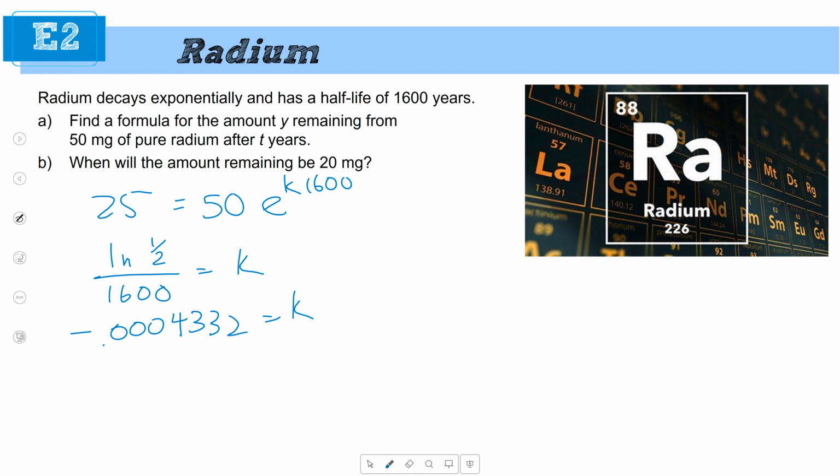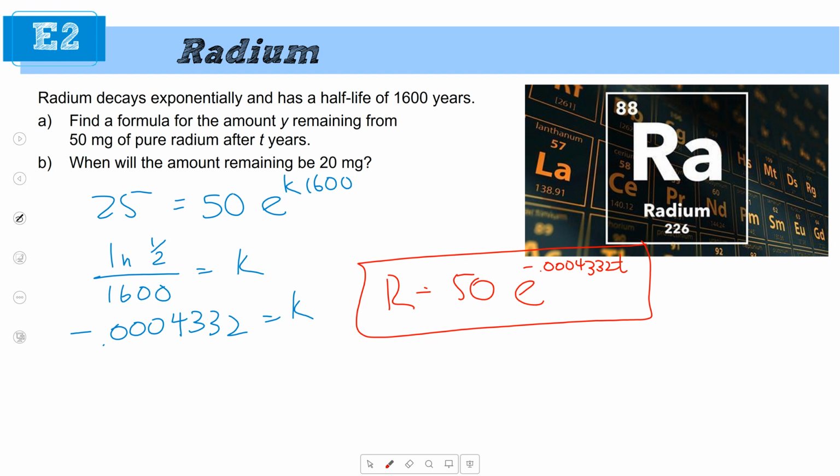Okay. So we know now that I can take this K value and come up with my general equation for this particular problem. The amount of radium that would be left over would be 50 times e to the negative 0.0004332 t. Okay. So let's suppose this is the equation for Chernobyl. It's not, but let's pretend it is. When will the radiation level be 0? Go ahead, do the calculation. Set R equal to 0 and solve.